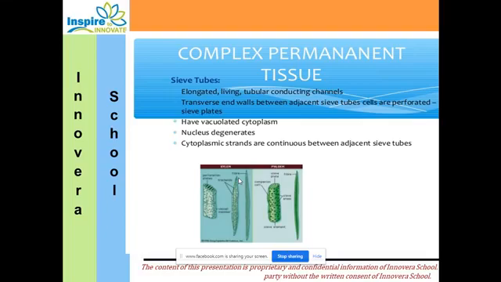Nucleus degenerates. So in the case of sieve tubes, you will find that the nucleus vanishes. Cytoplasmic strands are continuous between adjacent sieve tubes. Strands mean small structures which are present. So in between these adjacent sieve tubes, you will find that the cytoplasmic strands are always present.